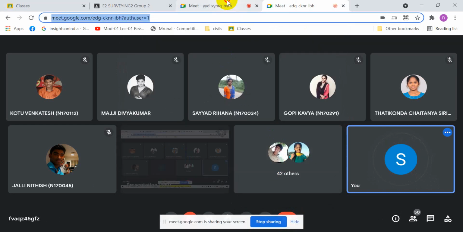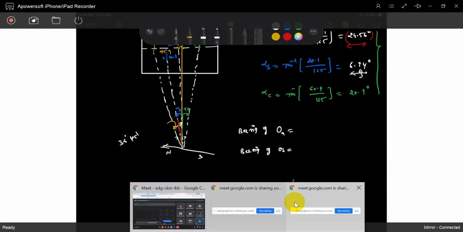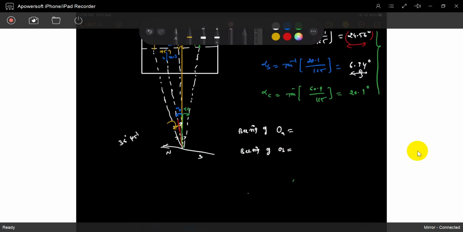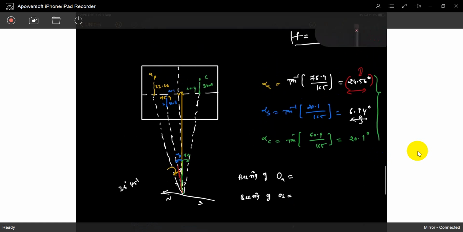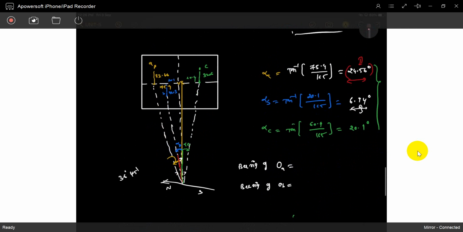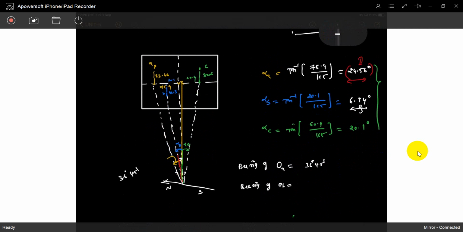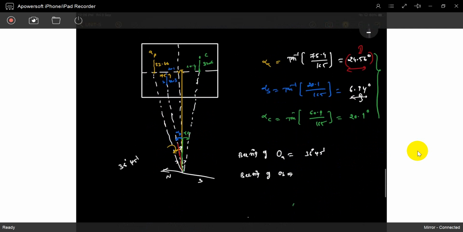Okay, we made a very small mistake. Is it okay? So students, just see. What is OA? We already know it. That value is 36 degrees 45 minutes. So what is OB?